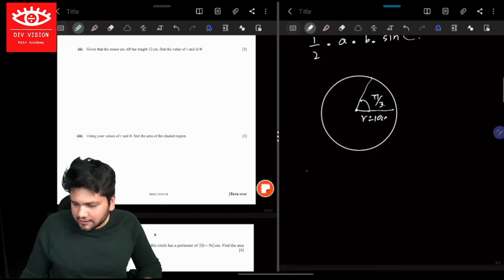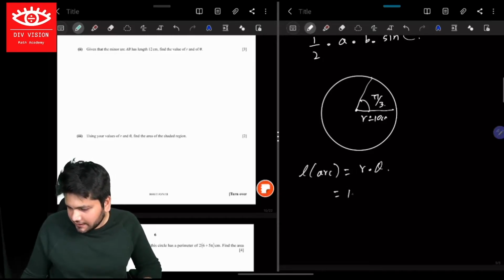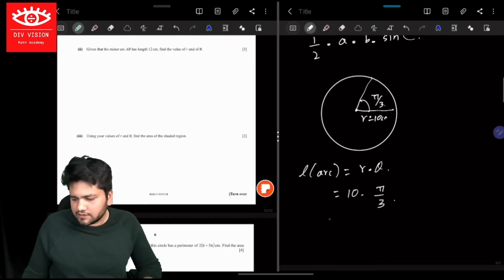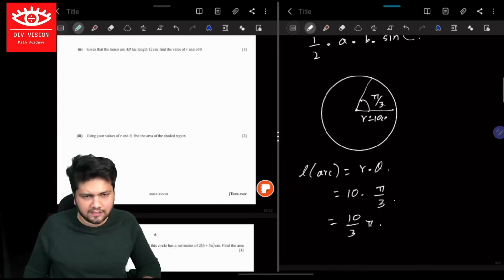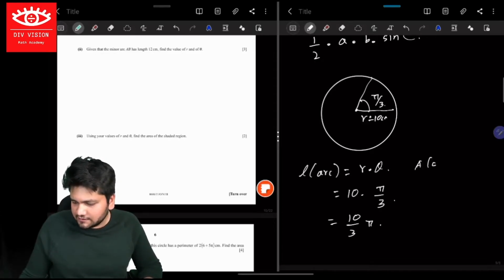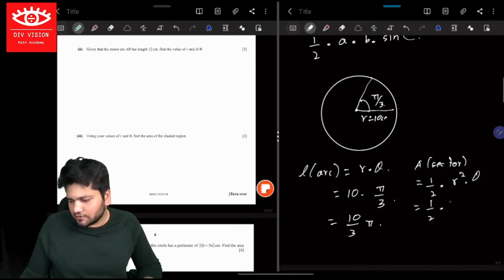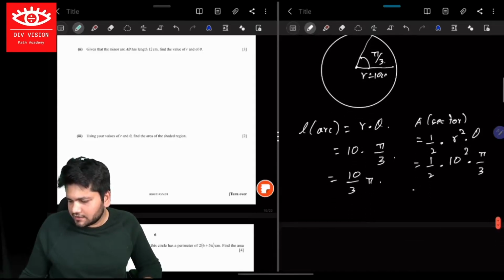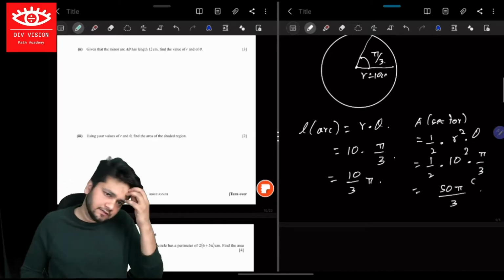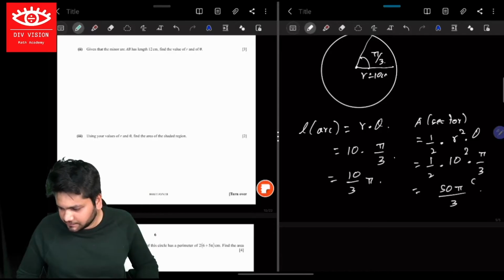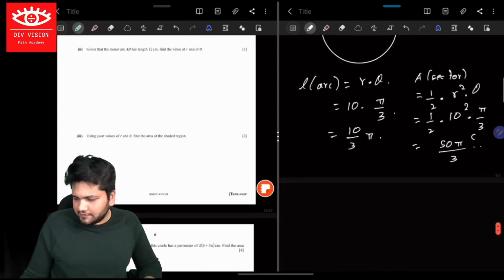Now what is going to be the length of arc? Length of arc is going to be r into theta, so it's 10 into pi by 3, which is nothing but 10 pi by 3. You can use a calculator for this. That's your answer. If you talk about area of sector, it's going to be half into r square into theta. So half into radius square, 10 into 10 is 100, or 10 square into pi by 3. 100 by 2 is 50, so 50 pi by 3. That's your answer, of course in centimeter square or meter square, whatever it is.